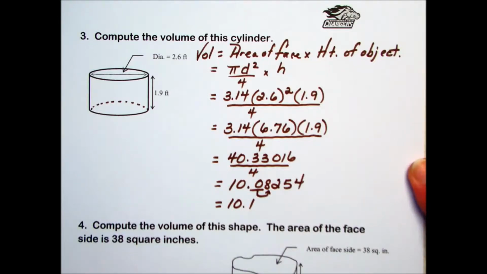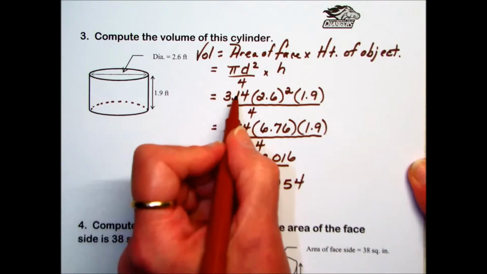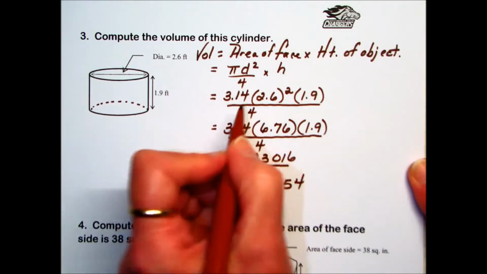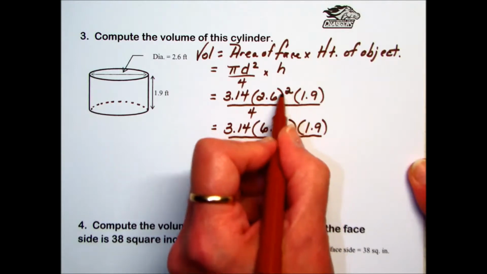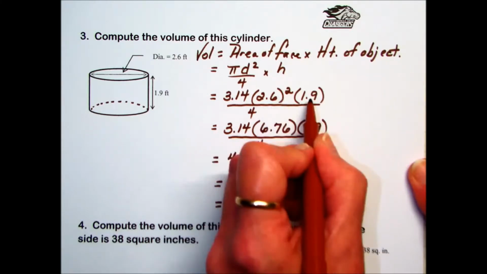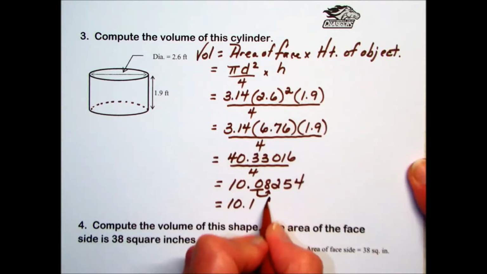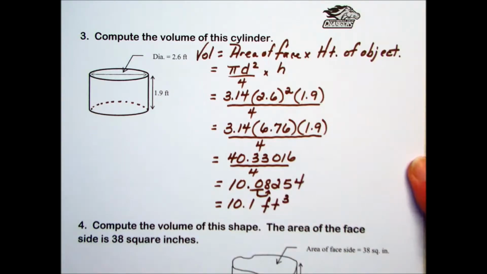Units for this problem, let's look back at the formula that we just simplified. Pi and 4 don't have any units, but our diameter was in feet. It got squared, so we had feet squared, and then we times it by the height, another feet. Feet times feet times feet is going to give us cubic feet, which we can symbolize with feet to the third power.